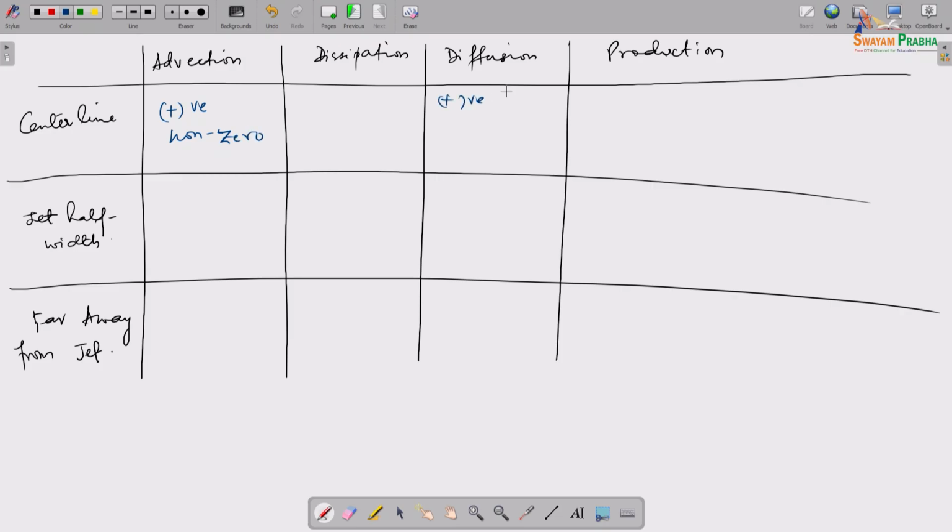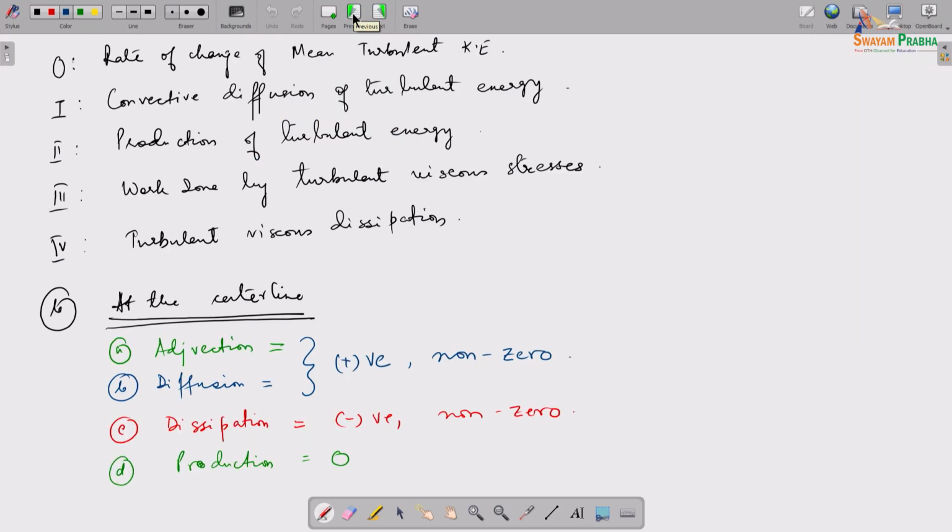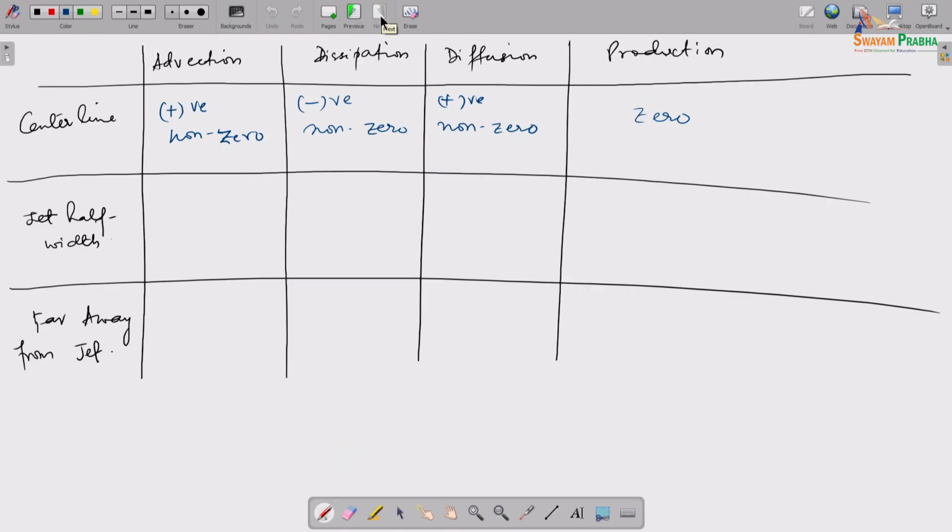Diffusion are positive, non-zero. Dissipation is negative and non-zero. Production is 0, right? Dissipation is negative and non-zero. Okay, now let us go and look at the jet half width.